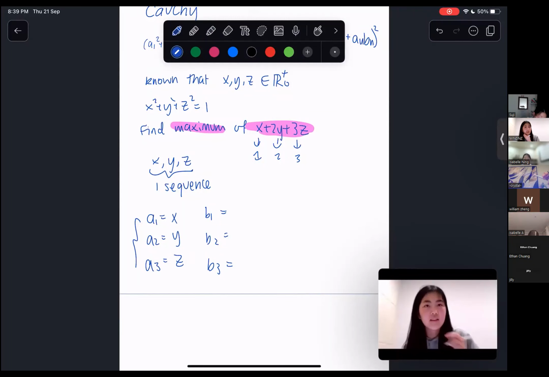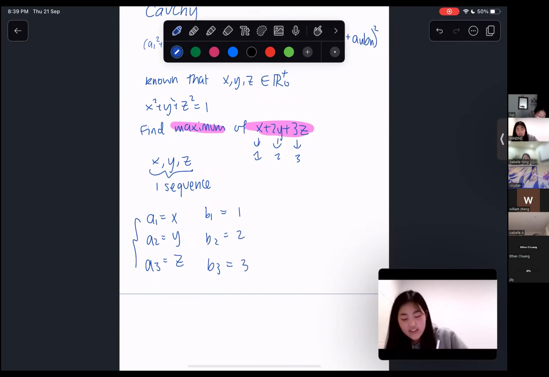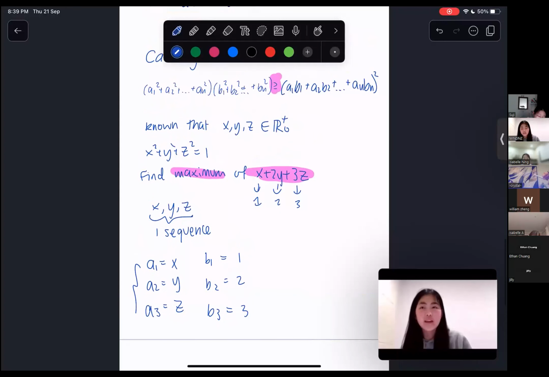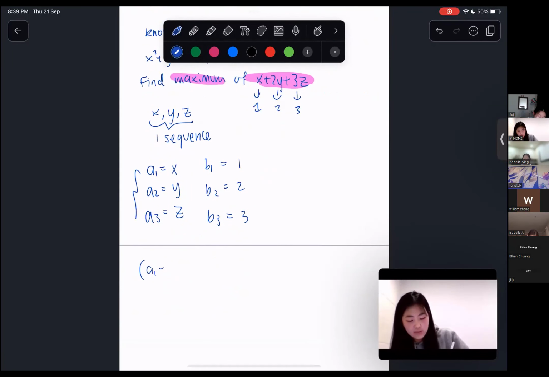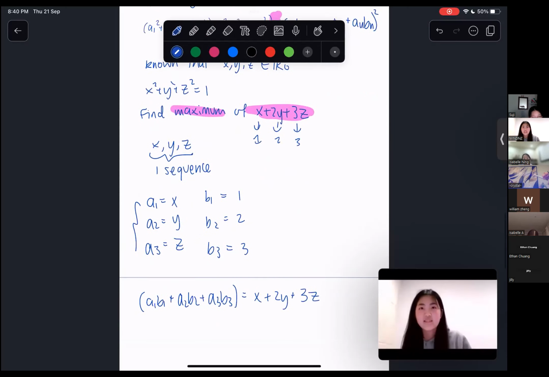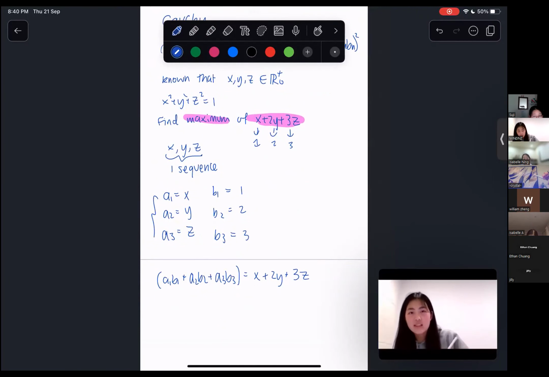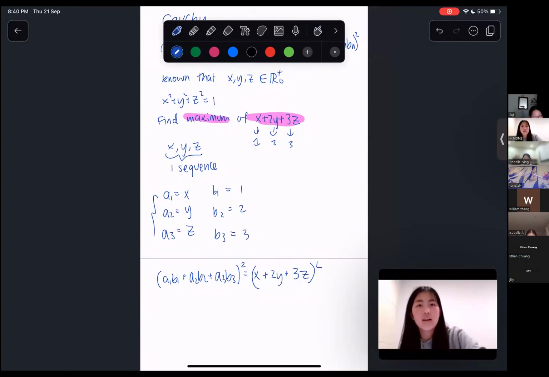Okay, yes. I'm seeing good ideas. It'd be quite smart to have it like this, right? Because that would make our right-hand side into A1 times B1 and so on. It'd just be x plus 2y plus 3z, right? And that's sort of exactly what we want. But of course, it's squared, right? And that doesn't matter too much because all we'd have to do is square root at the end. Okay, so now we've got our two sequences. We can just put it into the Cauchy inequality and see what it gives us, right?